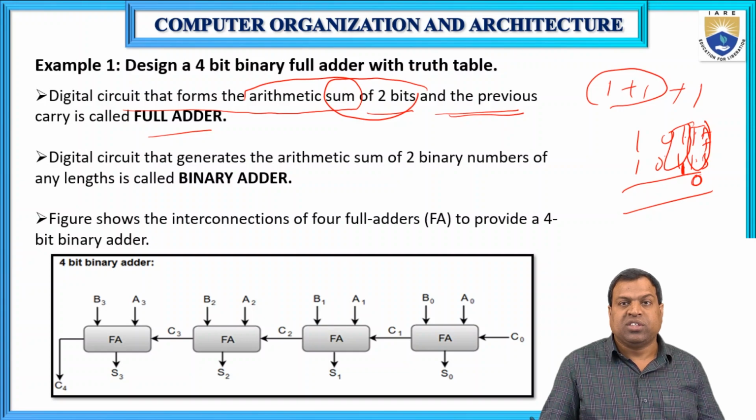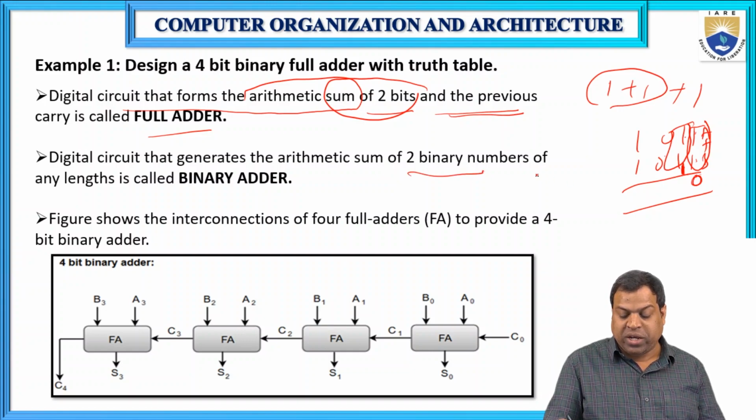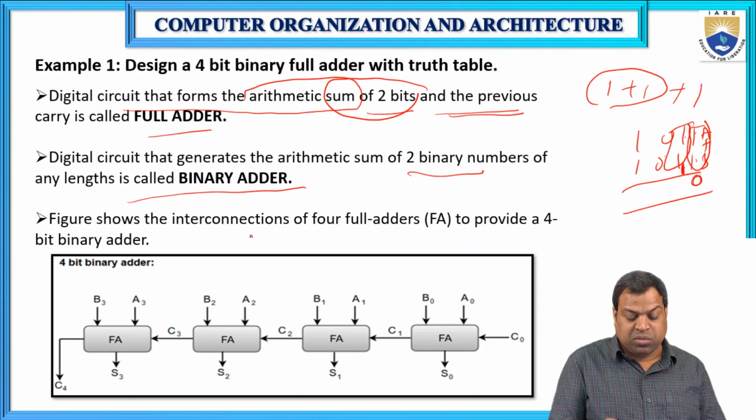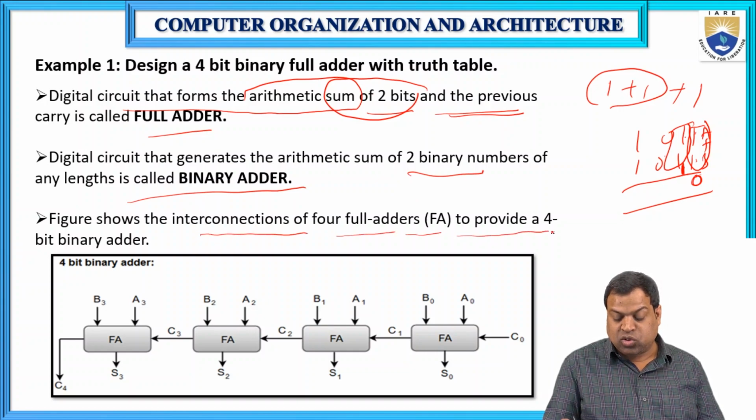A digital circuit that generates the arithmetic sum of 2 binary numbers of any length is called a binary adder. So 2 binary numbers are there. Here, interconnection of 4 full adders provides a 4-bit binary adder. In every full adder I am taking 2 inputs and 1 carry. The output carry is added to the next value.